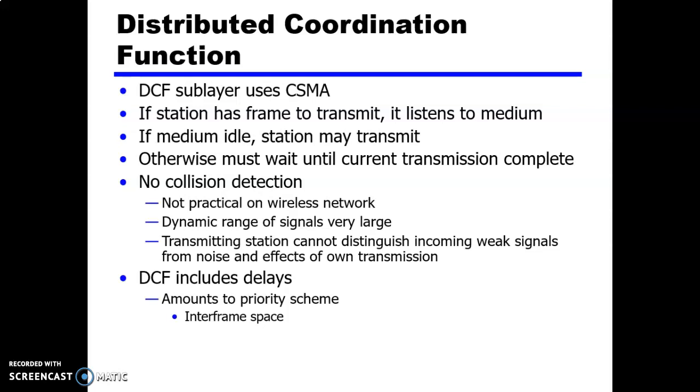And this DCF has no collision detection, as we have seen, because it uses CSMA. So it is not practical on wireless networks where the dynamic range of signals is very large. Here the transmitting stations cannot distinguish between incoming weak signals from the noise and effects of their own transmission. DCF includes a delay, amount to priority scheme, interframe space.